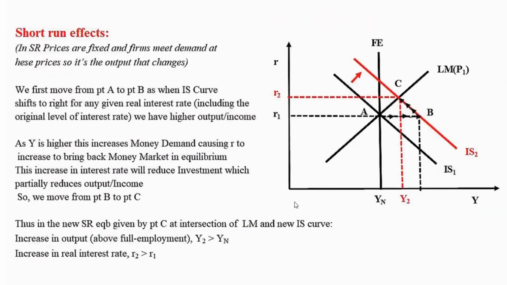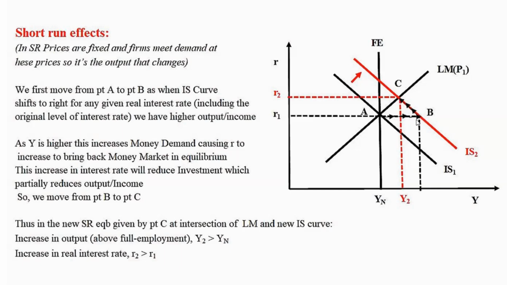So now let's look at the short-term effects of this shift in the IS curve towards the right because of an increase in G. Now we know in the short run, prices are fixed and firms meet demand at these prices. So it's the output that changes. Now we'll first move from point A to point B, as when the IS curve shifts towards the right, then for any given real interest rate, including the original level of real interest rate, we have higher output.